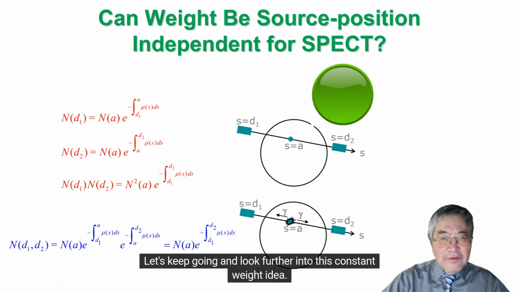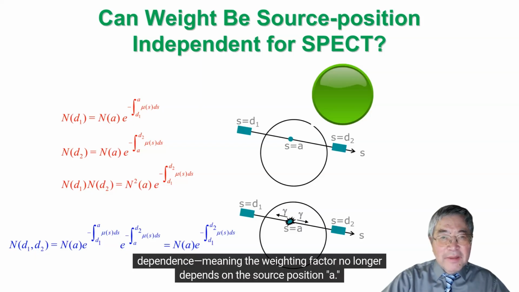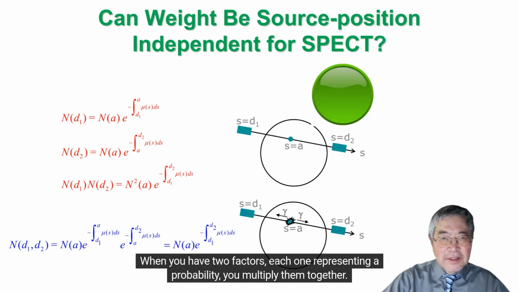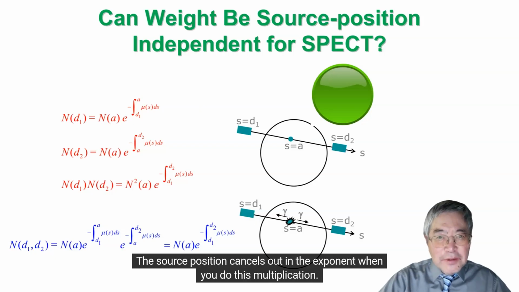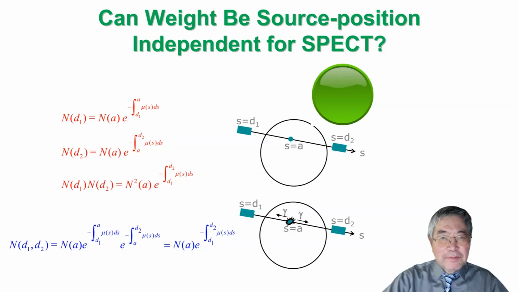Let's keep going and look further into this constant weight idea. You'll notice I put a green button here, and what I want to show is how you can eliminate the location dependence, meaning the weighting factor no longer depends on the source position A. When you have two factors, each one representing a probability, you multiply them together. The source position cancels out in the exponent when you do this multiplication.